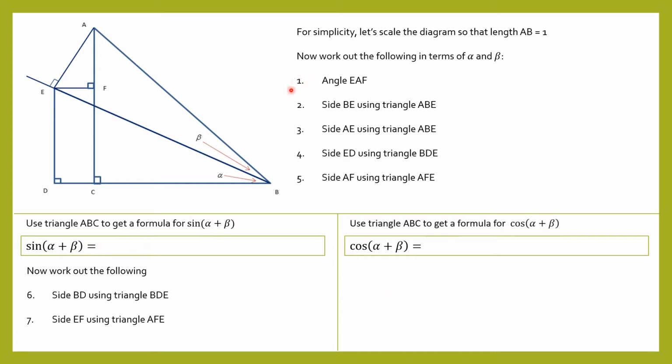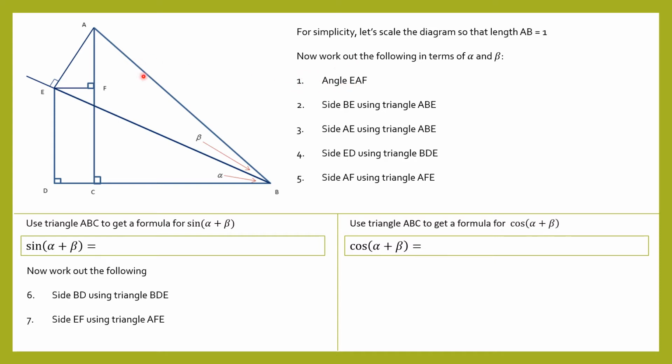So first thing to work out, in terms of alpha and beta: first of all, we're going to work out angle EAF. Just remembered I meant to mention this. For simplicity, let's scale the diagram so that length AB equals 1. So there's A and there's B, and this length has a length of 1. We could choose any number we like because it's how the sides compare with each other that matters. So 1 is the simplest value to choose here, and we end up with the same results.